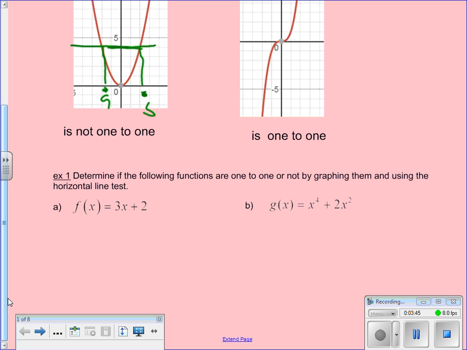So example number 1: determine if the following functions are 1-to-1 or not by graphing them and using the horizontal line test. You need to understand what basic graphs look like. You don't have to have perfect detail every time, but you do have to have a good idea what they look like, and you have to be able to sketch a basic graph.